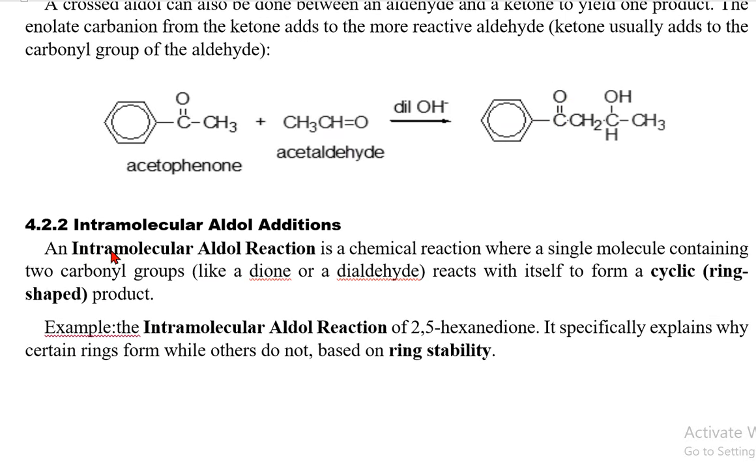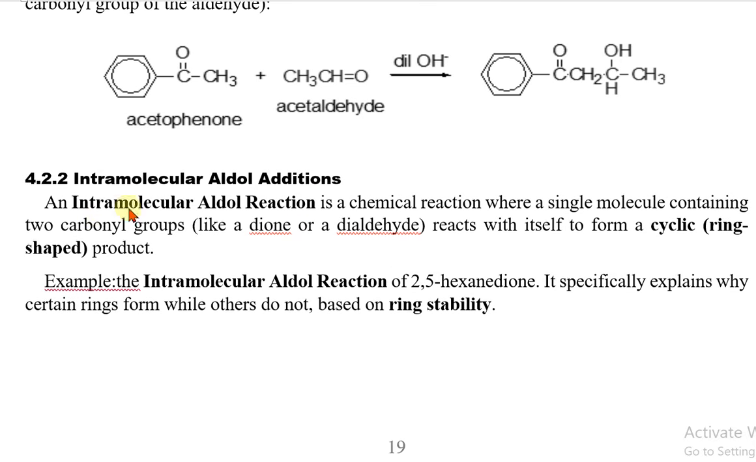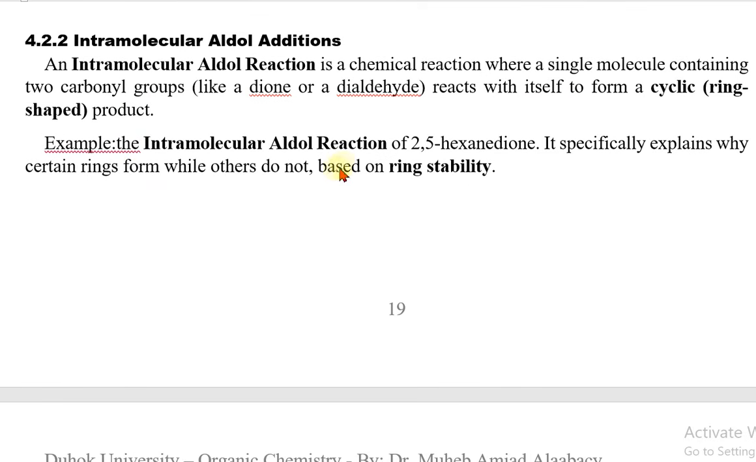So the intramolecular aldol addition here: intra means the addition, condensation, or coupling happens within the same molecule. An intramolecular aldol condensation is the chemical reaction where a single molecule containing two carbonyl groups, like a dione or dialdehyde, reacts with itself to form a cyclic ring-shaped product. It will give you a cyclic product.